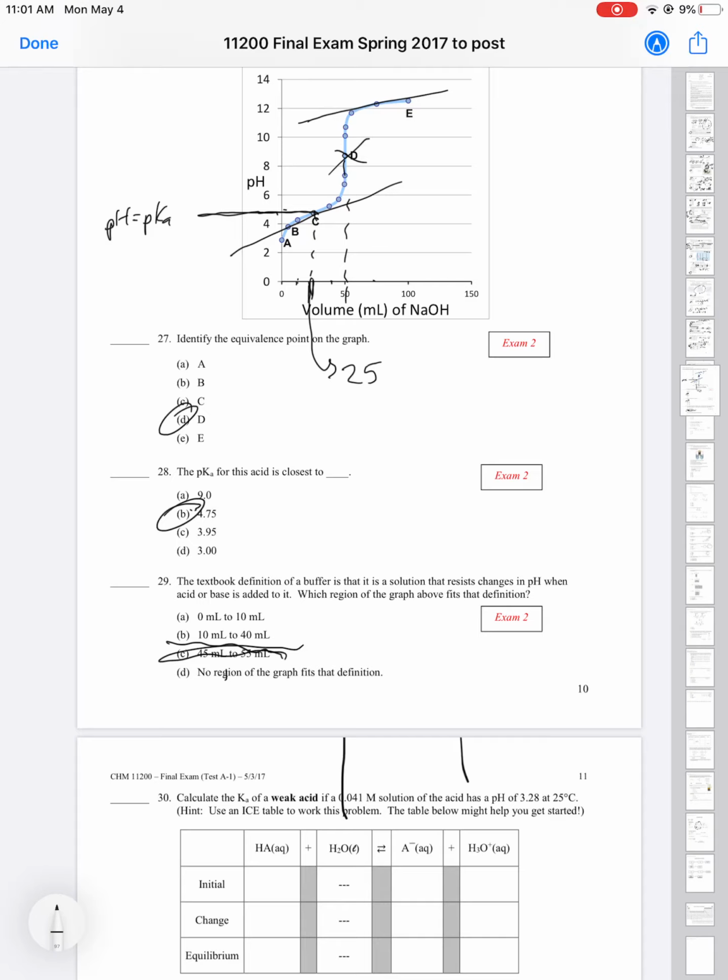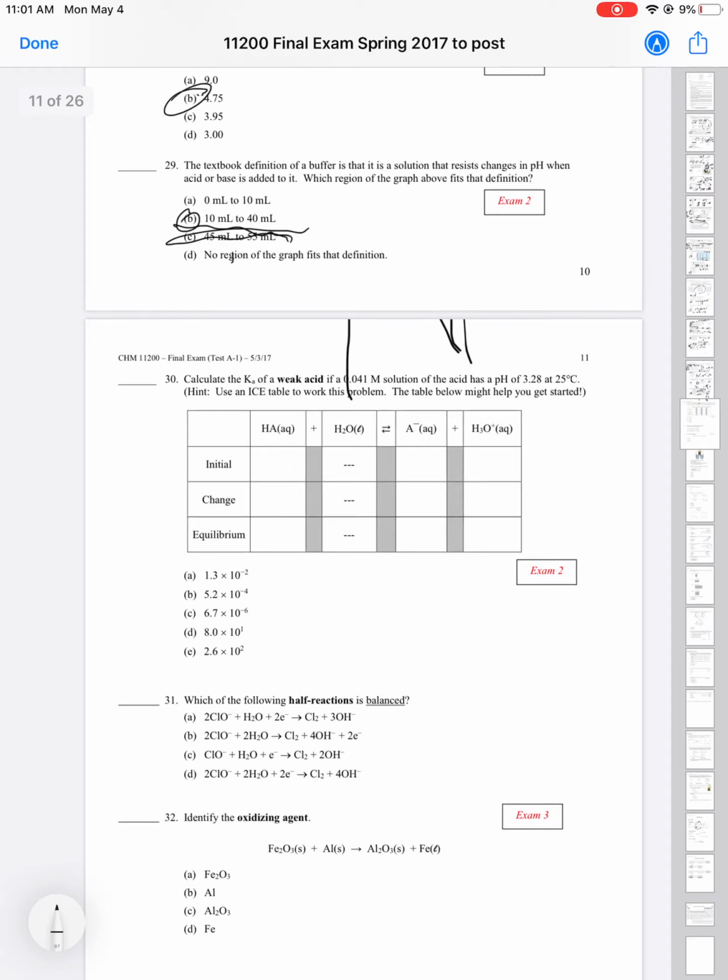And there is a region that fits that description. Basically, in that region from 10 to 40, it looks like the pH is changing a little bit, but not a whole lot. You can see from A to B there's more of a jump. So that's why we're going with B for the answer there.